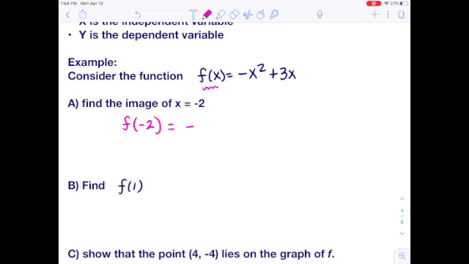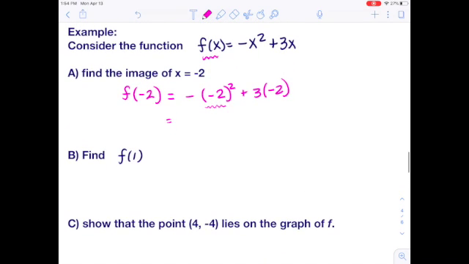So f, the function defined when x equals negative 2, would just be negative, multiplied by negative 2 squared, plus 3 times negative 2. Now, be very careful. Order of operations, you have to do the exponents first before you multiply by that negative on the outside. So negative 2 squared is positive 4, so that becomes a negative 4 plus a 3 times negative 2 is a negative 6. So you get f of negative 2 is equal to negative 10.